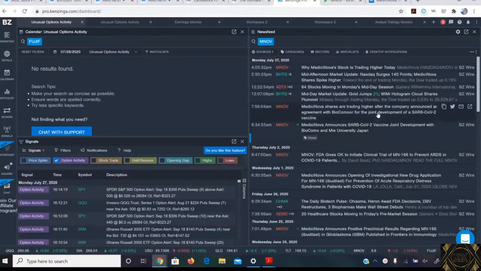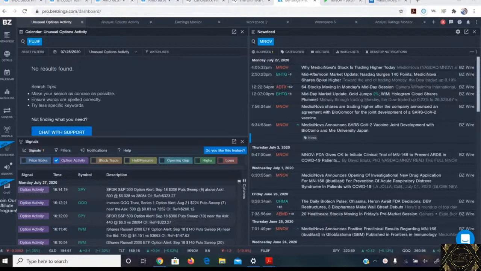Obviously, I did not see this news. That's why I didn't go in on it. But this is pretty much how you get stocks to trade on. And it's a very great software. You have a 14 day free trial. I definitely recommend checking it out because you can really get in on stocks before they pop on this.